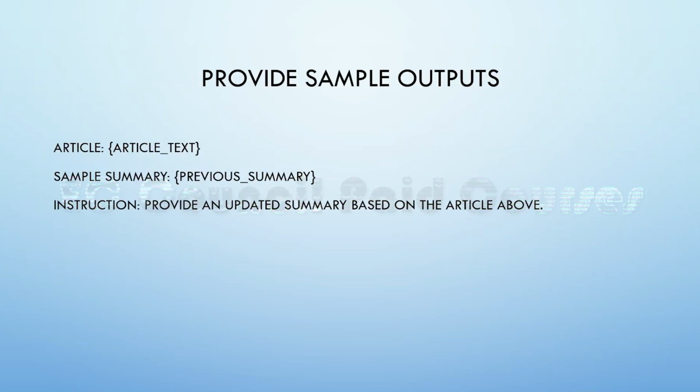You can also provide it sample outputs too. So you can say, for example, here's the article, here's the sample summary, and here's the instruction, which is provide an updated summary based on the article above. So this way, we tell it how the styling should be. If you have a particular style you want the summary to be in, you can give it a similar summary in a similar style that you want it to be in, and you can ask it to then provide an updated summary based on that.